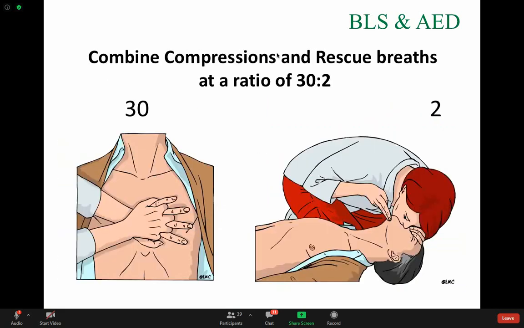So you're going to combine compressions and rescue breaths. As you guys said, it's going to be 30 to 2 in terms of ratio.